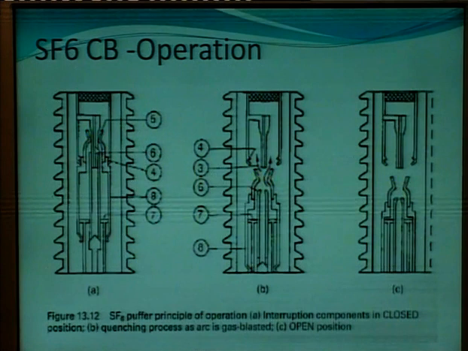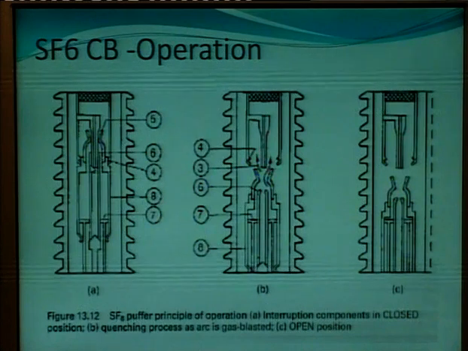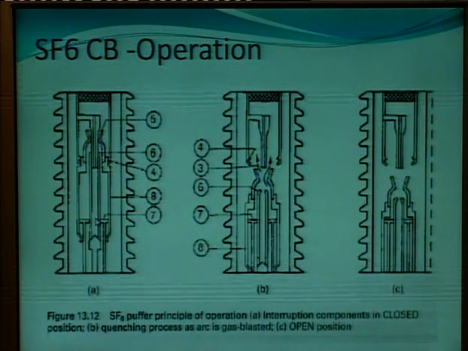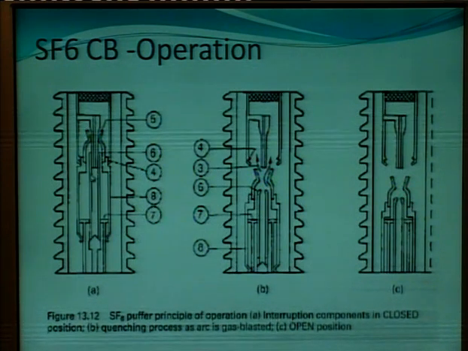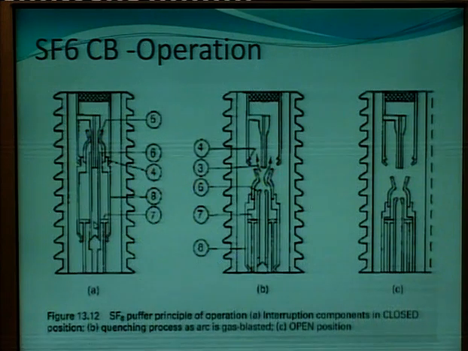Again there is a fixed contact and a moving contact. Whenever there is a fault in the system, the moving contact gets separated from the fixed contact. Therefore an arc gets established between these two contacts. After this, SF6 gas is allowed to pass over this arc, which will provide the cooling effect.